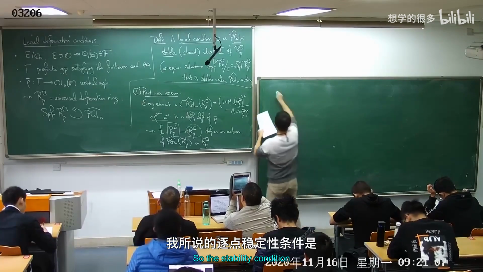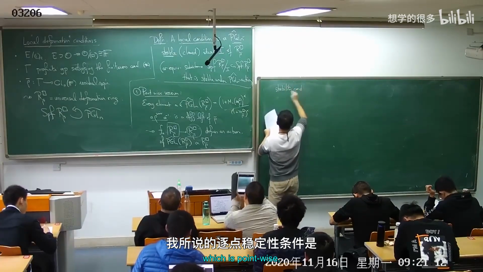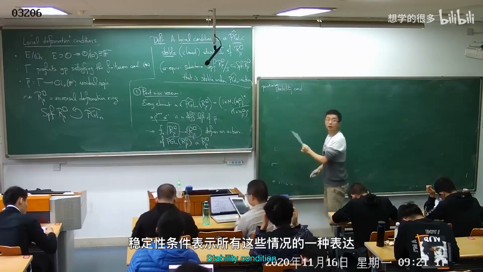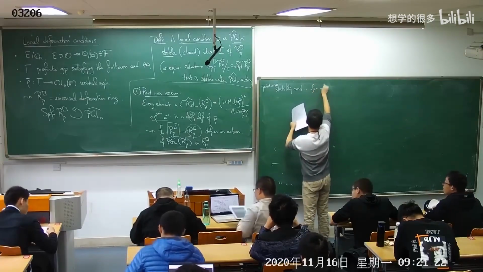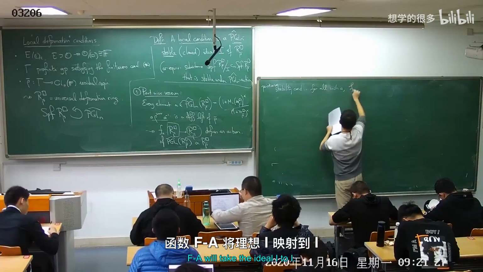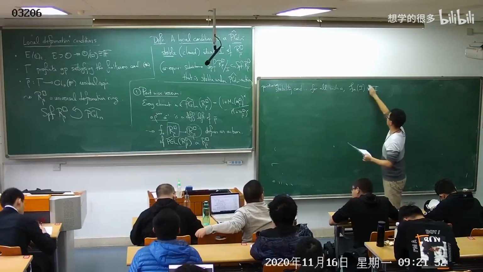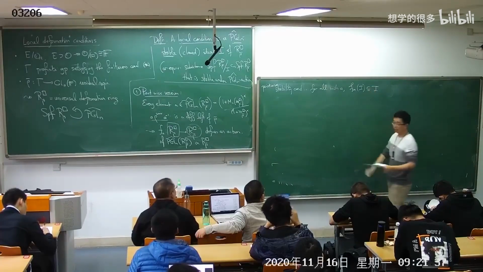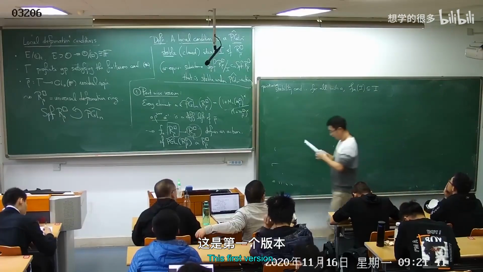Right. So the stability condition I was talking about here, we should say pointwise. Stability condition is to say that somehow for all such A, FA will take the ideal I to I. This is actually equality. But the condition, maybe just condition really, is take I to I. Then you take the inverse to bring it back. So it's an isomorphism. This is the first version.